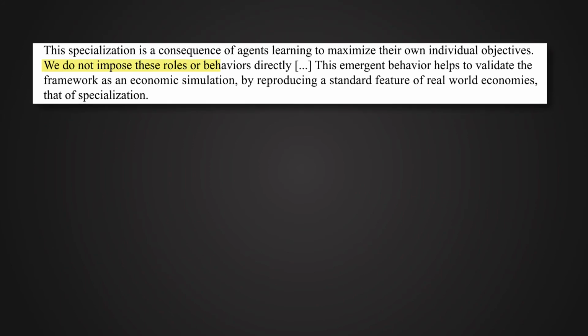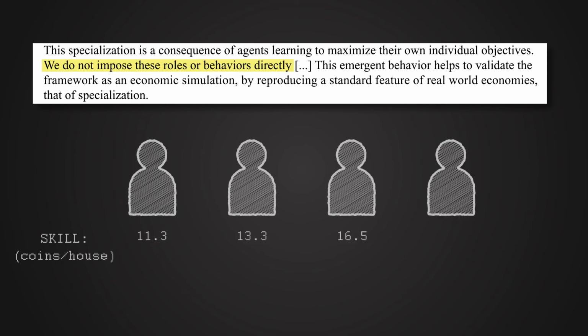Alright, now here are my personal comments about these results. When talking about labor division, the paper says, "we do not impose these roles or behaviors directly." And, in principle, this is true. But the fact is, a predefined skill level is attributed to each agent. What's more, the skills are always distributed in the same way. 2 agents have a very low skill level, 1 agent is average, and 1 agent is highly skilled. The authors do not seem to introduce even the slightest randomness or variation here. So it's not really surprising that we always end up in the same configuration.